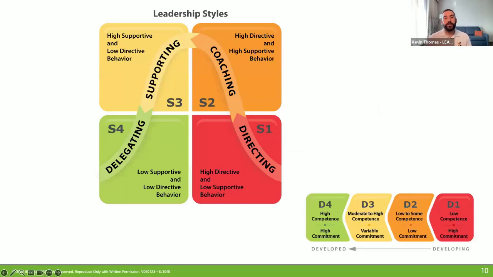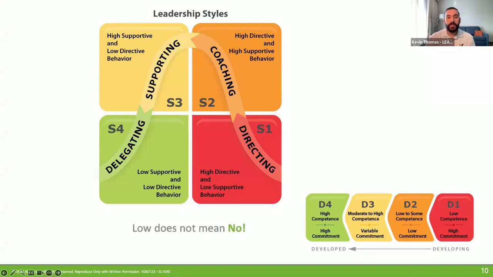So let's talk now about those leadership styles to match with each of those development levels. Each style is a unique combination of 2 leadership behaviors, direction and support. So you see style 1 here, also labeled directing, high directive behaviors, low supportive behaviors. S2, also known as coaching, high direction, high support. S3, low direction, high support. And finally, S4, delegating, low supportive behaviors, low directive behaviors.